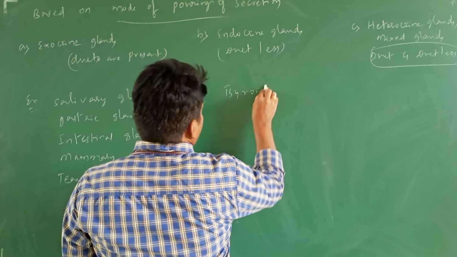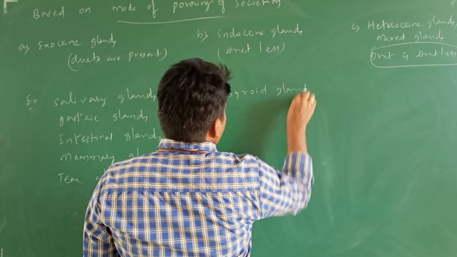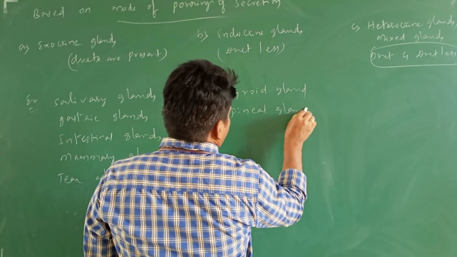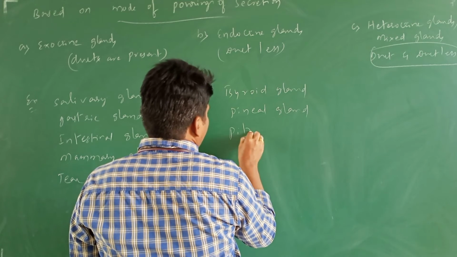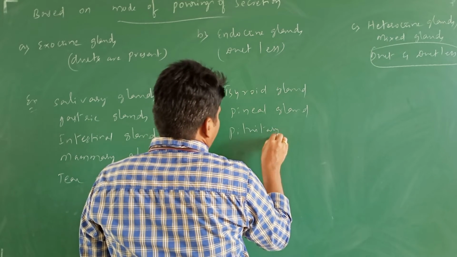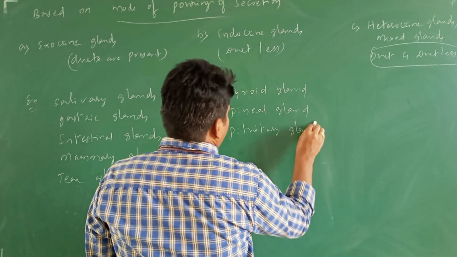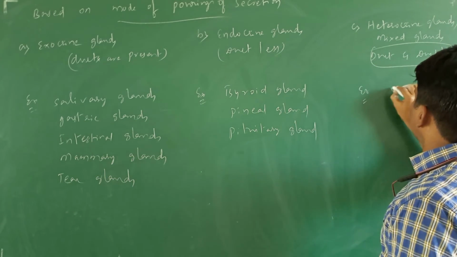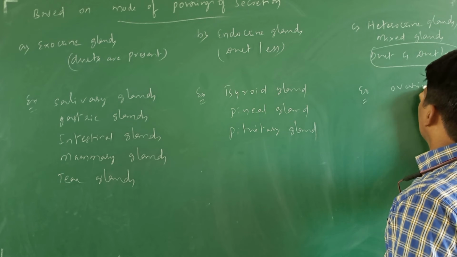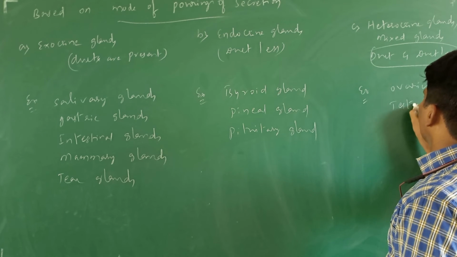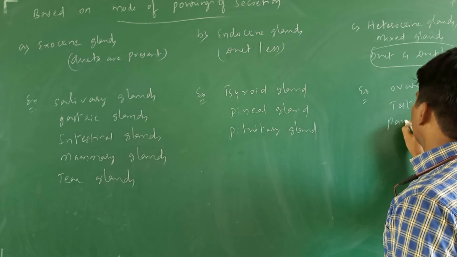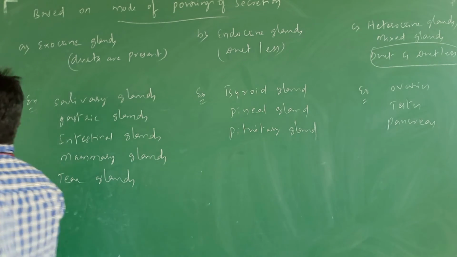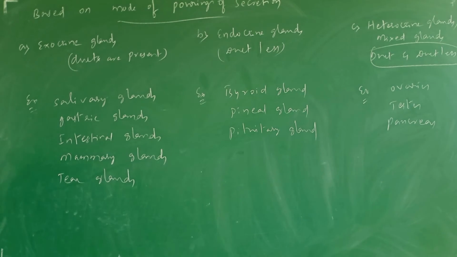Thyroid gland, pineal gland, pituitary gland. In this example, ovaries, testes, pancreas. This is based on the mode of pouring of secretion.